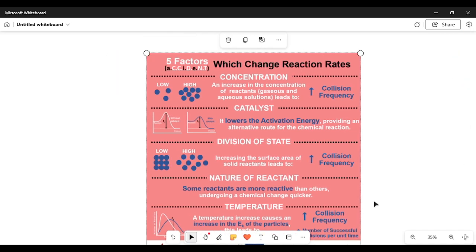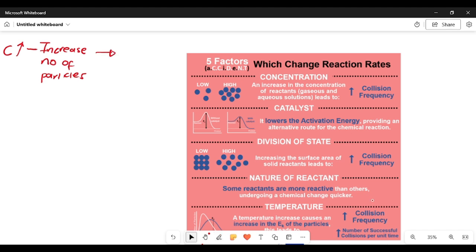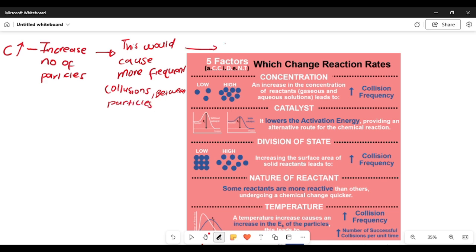So now let me just write this here on the side. So when you increase concentration, what would happen is that you're going to increase the number of particles. And now, as a result of you increasing the number of particles, it means that now there are more particles available for reacting, right? Now, this would cause more frequent collisions between particles, and as a result, your rate of reaction would increase.